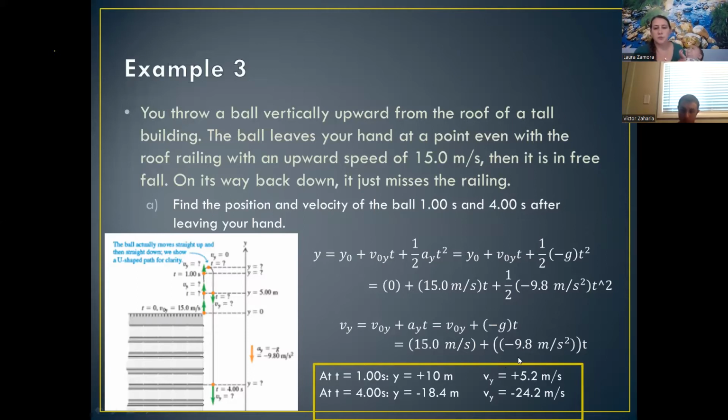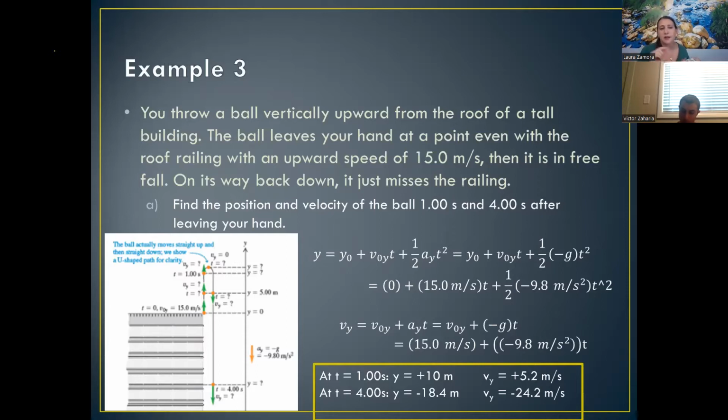Now, if you take a look at our positions, right, at 1 second, we're at a position of 10 meters. So again, that's 10 meters from our hand. But at 4 seconds, we're at a position of negative 18.4 meters. So at some point between 1 second and 4 seconds, this ball reached the top of its peak and started traveling back down past the railing by 18.4 meters.